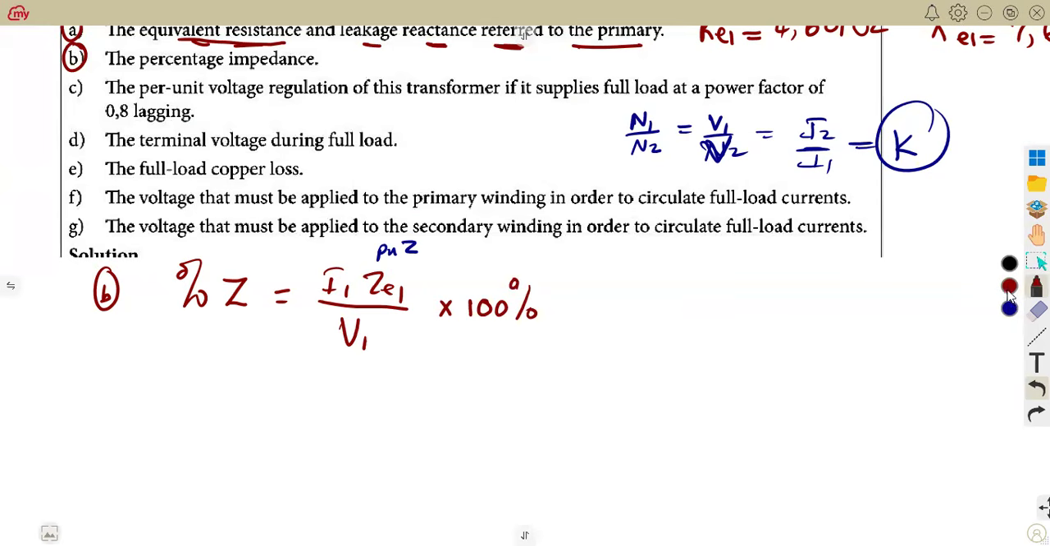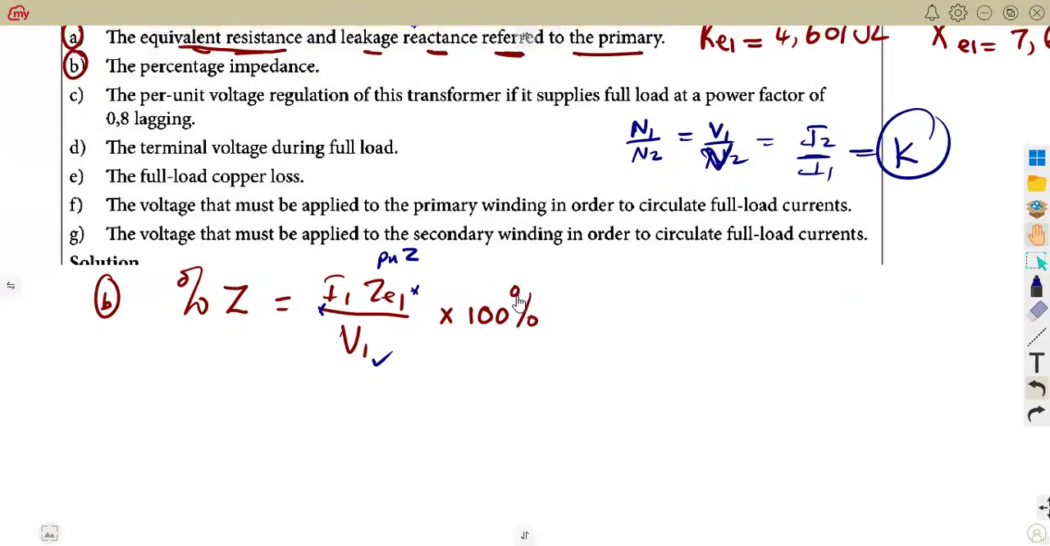Are we having these values? That is the question. Are we having I1? We do not have this I1. Are we having V1 from the primary side? We have this. Are we having Z1? ZE1, this is the equivalent. We do not have. So that is where our calculations now have to play a role.